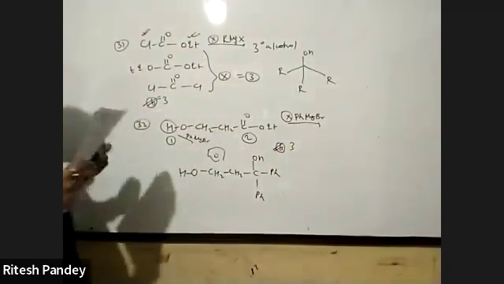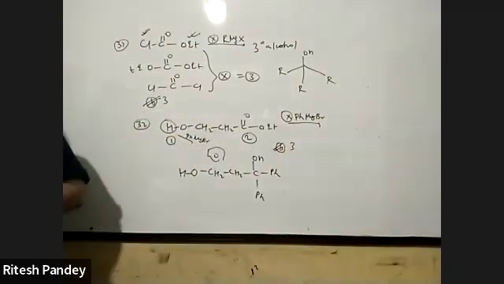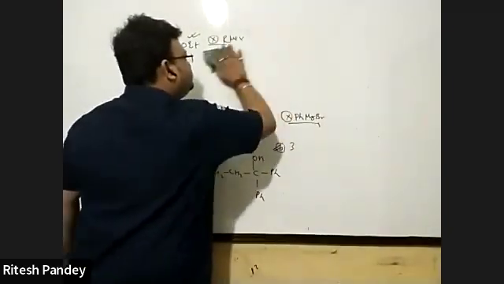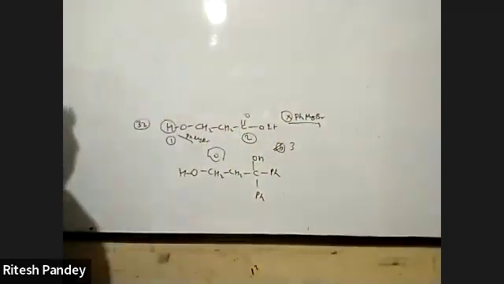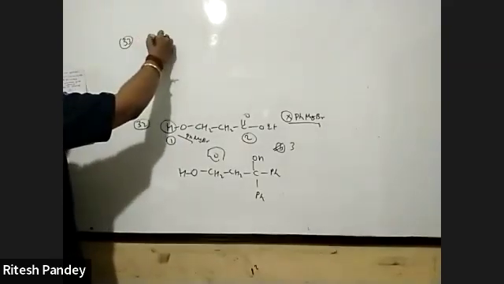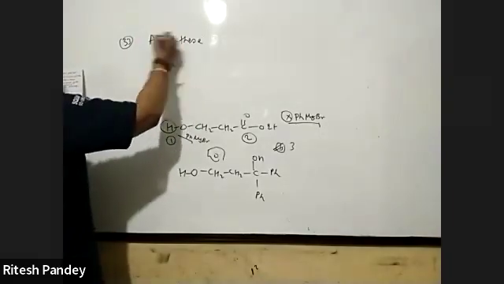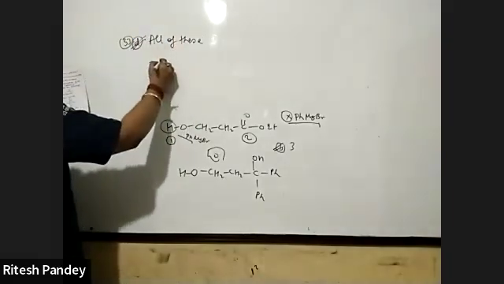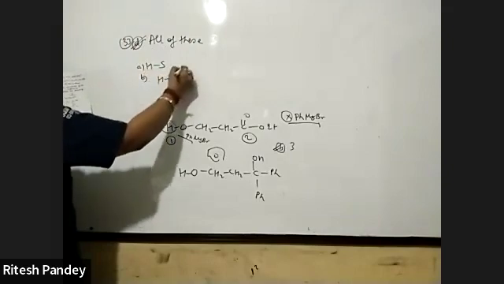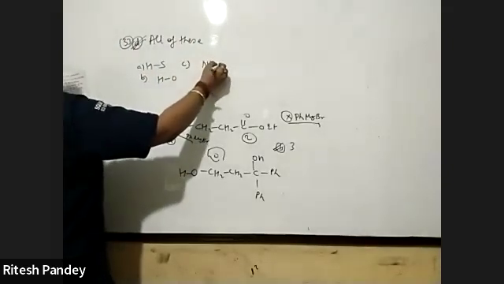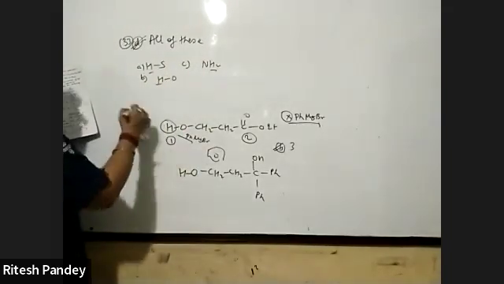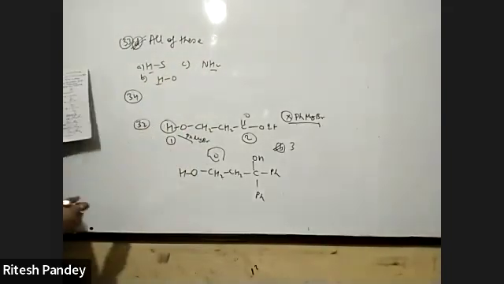We'll want to move on. 33. Question 33. Which Grignard is not possible? All of these. Option D is right because in Grignard A you have an SH group, in Grignard B you have an OH group, in Grignard C you have NH2. So naturally all contain acidic hydrogen and Grignard formation is not possible here. 34.